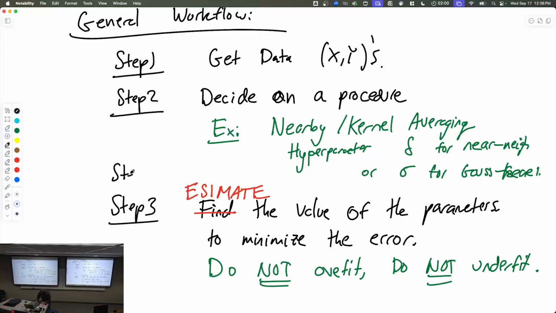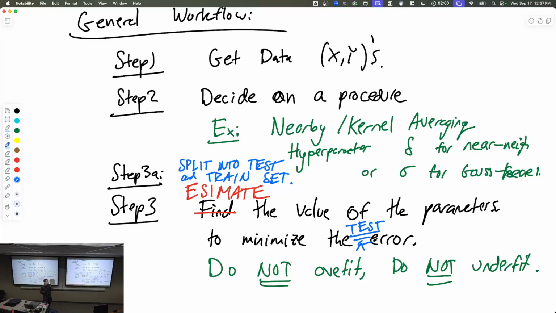So there's actually going to be a step 3a, which is to split the data you have into a test set and a training set. All the data we have, we cut artificially into two pieces, the test set and the train set. When we do our procedure, we do it only on the training set, and then we use the testing set in step 3 to minimize what kind of error? The test error. And we cross our fingers and hope that the test error is a good approximation of what would happen if we did the real error.